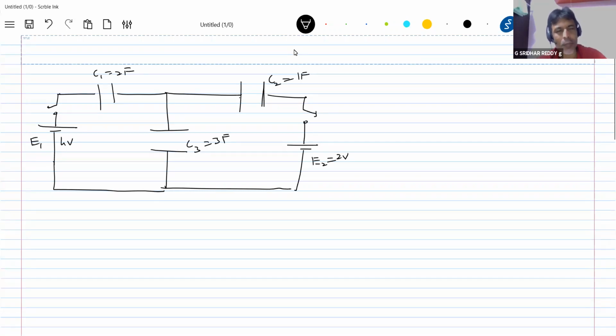Then what is the alternative method? Either the branch current method, or distribution of charge for solving the problem, or nodal analysis. I'll show both the methods, parallelly, today. Okay, let's go for the distribution of charge.